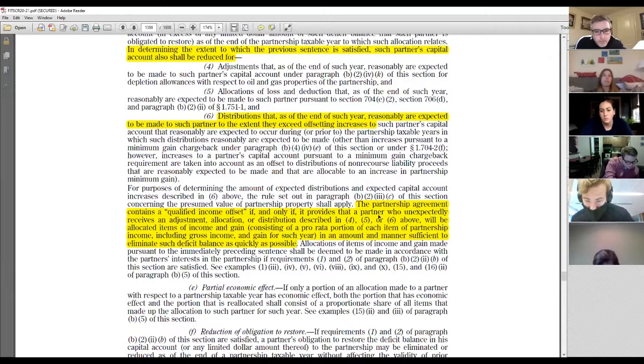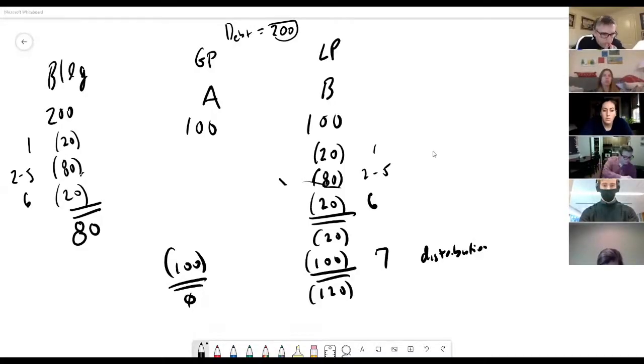So the QIO in the agreement provides that a partner who unexpectedly receives a distribution in six will be allocated items of income and gain consisting of a pro rata portion of each item of partnership income, including gross income and gain, in an amount and manner sufficient to eliminate such deficit balance as quickly as possible. So when we have the code red situation where we've gone below our LDRO because of this unexpected distribution, we now have to allocate to B $20 of income as quickly as possible to get B back up to negative 100. And we know we have this depreciation each year.